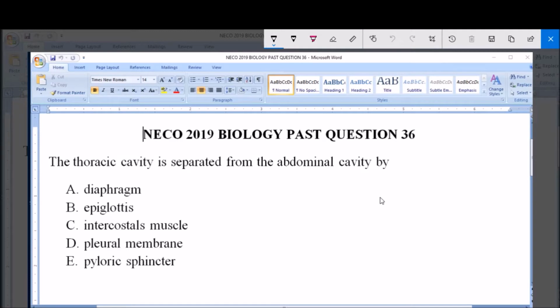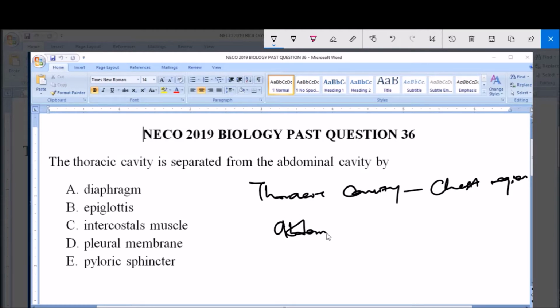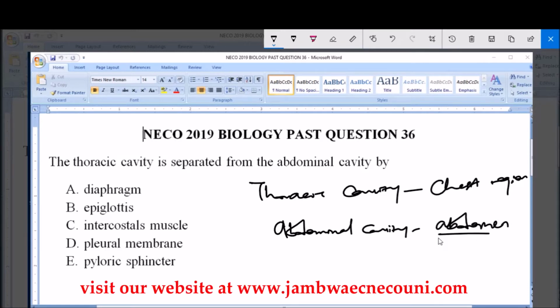Now, the thoracic cavity is the chest region. That's the region consisting of the ribs and the sternum, that's the breastbone. Then the abdominal cavity is the abdomen. That's the place or the parts containing our viscera, that is the stomach, the liver, your intestine. That is the abdominal cavity.